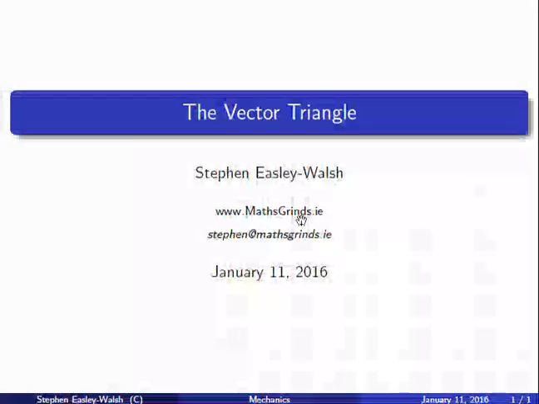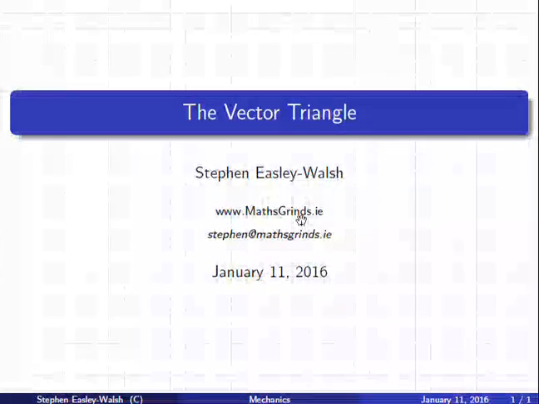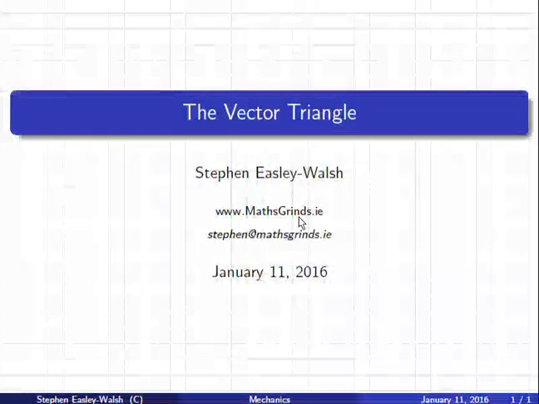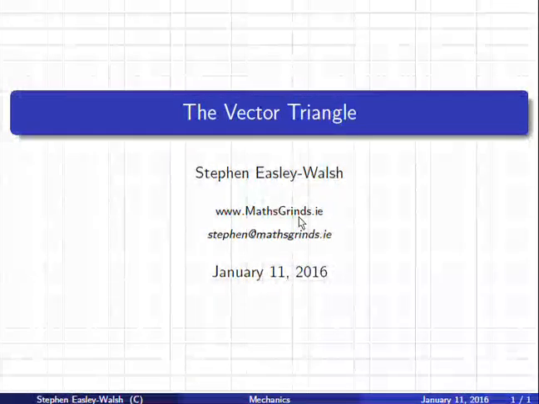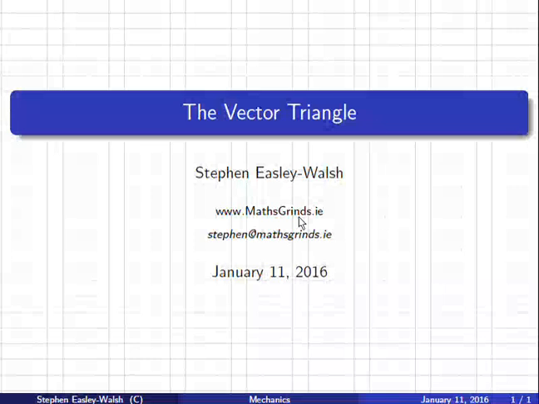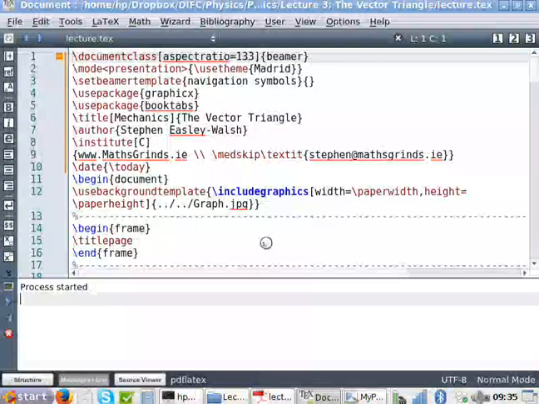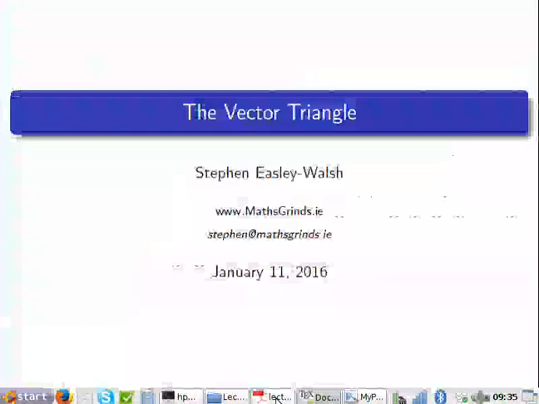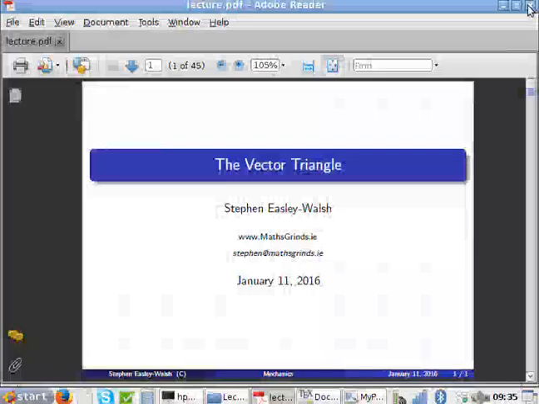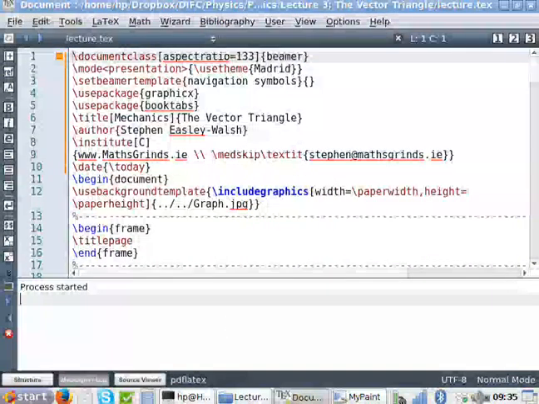Okay. Yeah, so if you want to write the title down, the vector triangle. So let me get the date right.